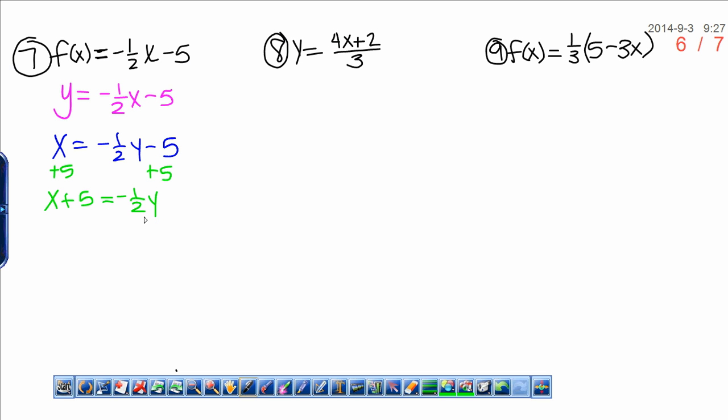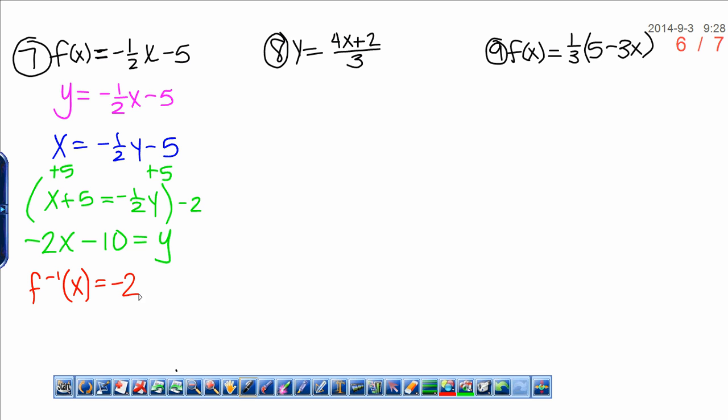What's our goal? Our goal is to get y by itself, right? So what could I multiply everything by to be left with a positive y here? Good. Multiply everything by negative 2. So negative 2x minus 10 equals positive y. Okay, last step. Good. F inverse of x equals negative 2x minus 10.